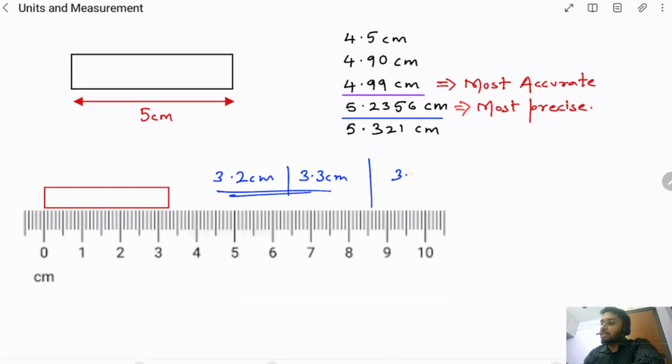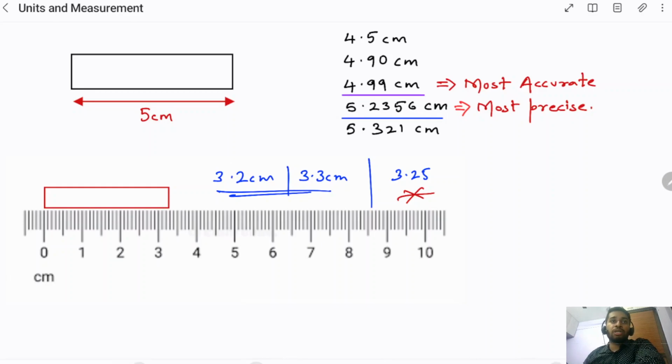But we should not write this as 3.25 centimeter. If I'm writing it as 3.25 centimeter, then that is very wrong. Why? Because the least count of this centimeter scale is 1 mm. So we can put only one digit after the decimal. If I'm writing 3.25, then this 5 is just a guess. This value we are not getting from this centimeter scale. We can get only up to one decimal place from this centimeter scale.